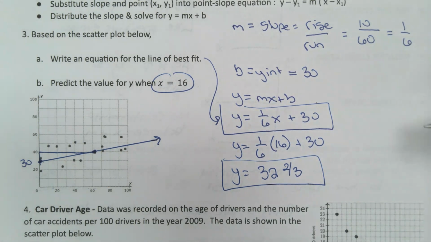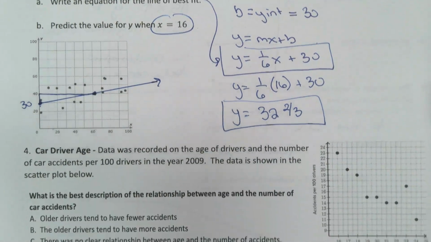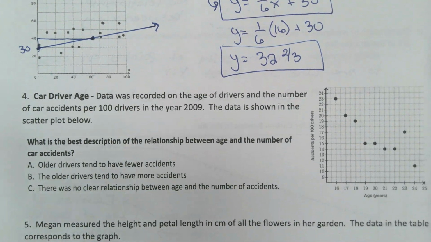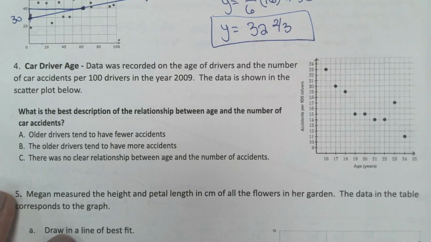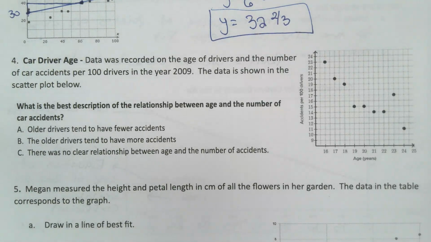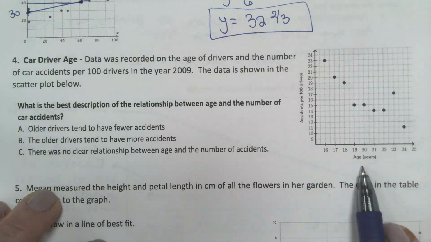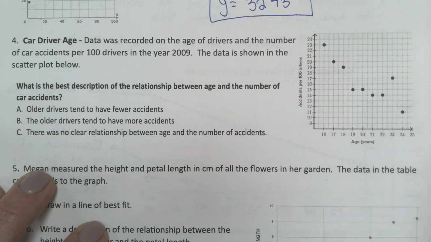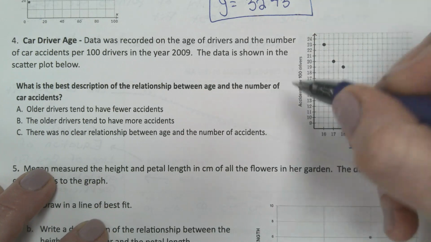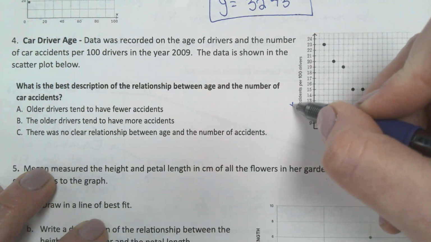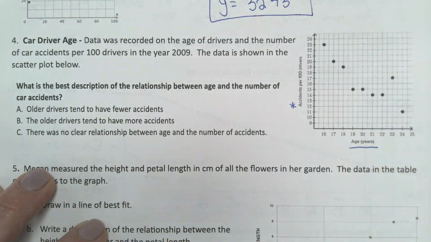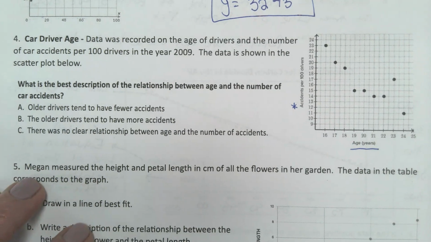So the SAT is coming up. Are you going to have to write the equation of a line on the SAT? Probably not, no. What I do think that you will have to do is more like problem number 4. So problem number 4, on the x-axis, so pay attention to your labels, the x-axis talks about the age of the driver. The y-axis talks about the number of accidents that they get in per 100 drivers.